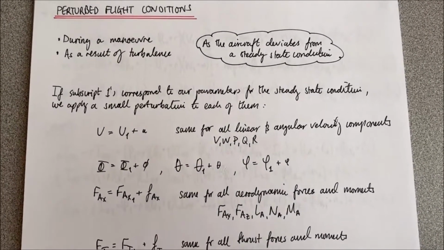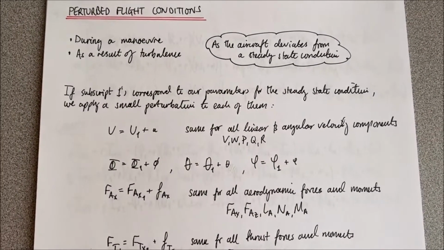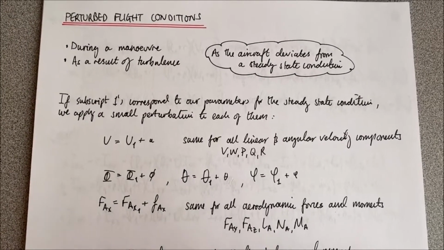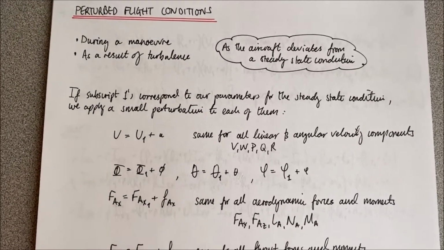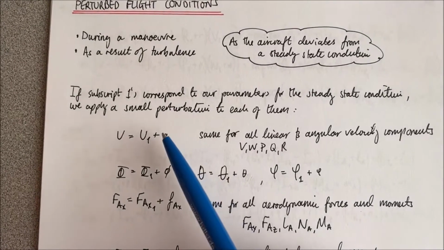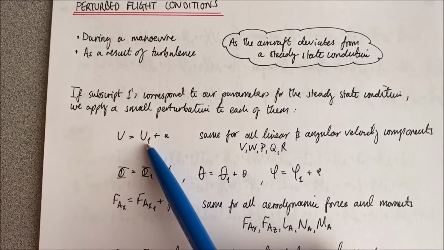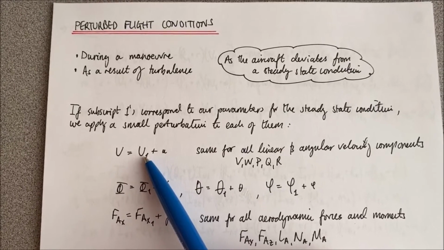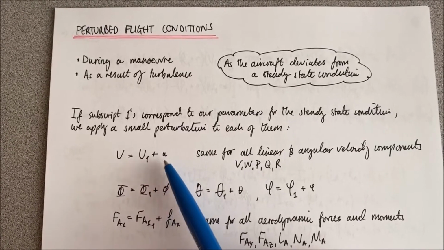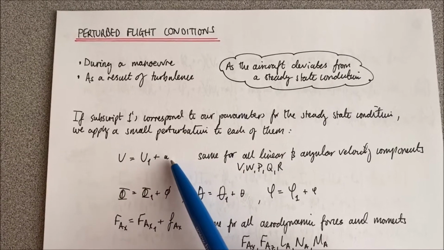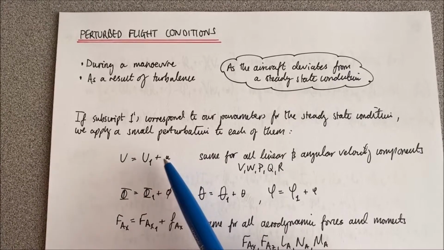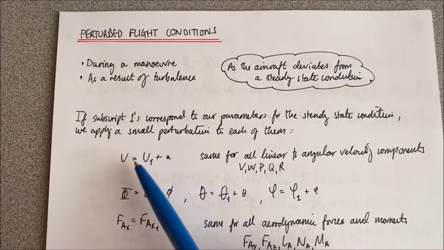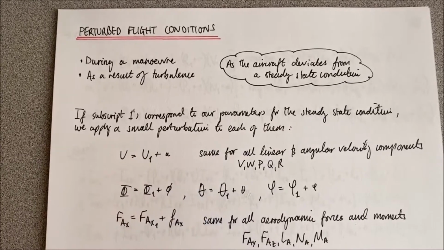So what we do is we separate our variables up here and give our steady state condition these subscript 1s, and then we apply a small perturbation to that steady state condition given by the lowercase, either lowercase of the capital letters or lowercase Greek letters, right?